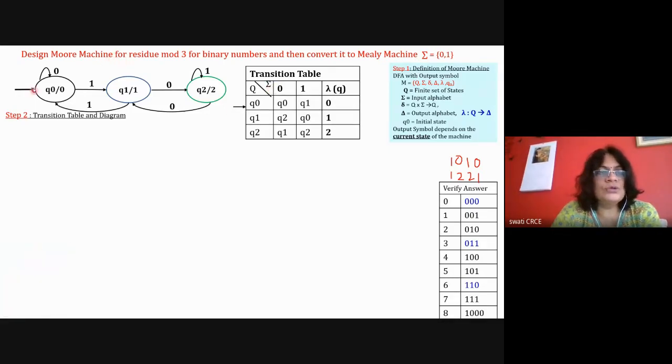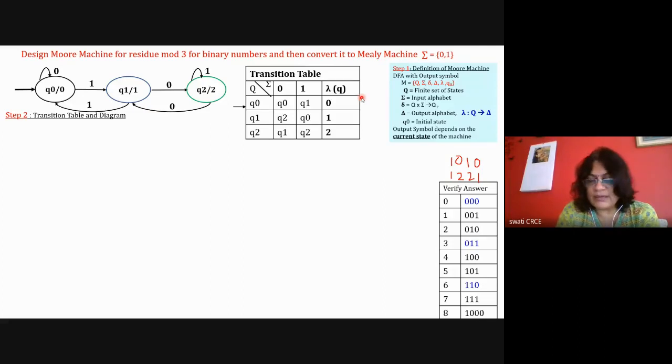So with Q0, 0, it's going to Q0. With 1, it is going to Q1. Like this, you create the state transition table here and write the output symbols. The output symbol of Q0 is 0, of Q1 is 1 and of Q2 is 2. Okay, so the table is over. Now the problem is over for the Moore machine. So if you are solving this much, you get 5 marks. But they are saying to convert it to a Mealy machine.